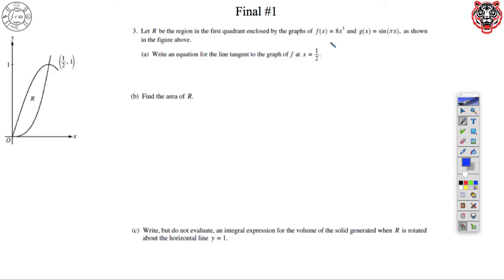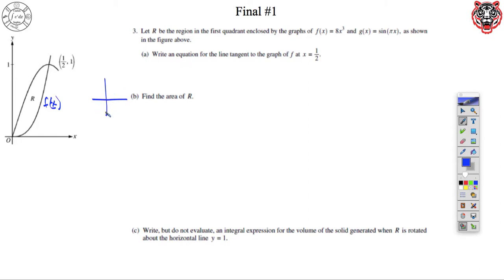Okay, so we have these two functions. Okay, let's identify which one is which first. So this is f of x right here. Maybe I should write it down here. This is f of x. I know that because x cubed looks like this.